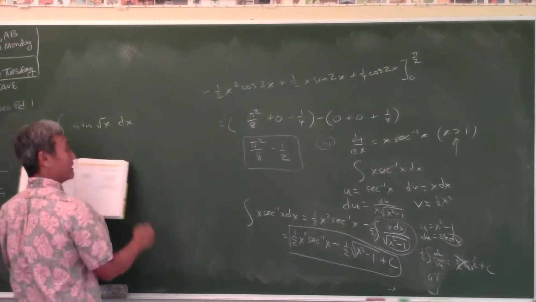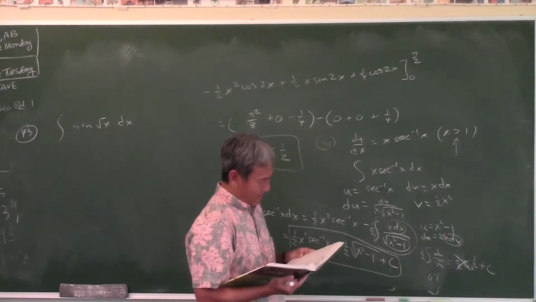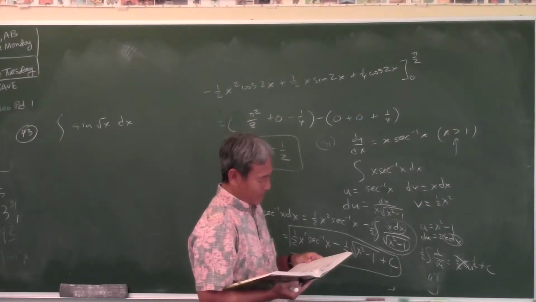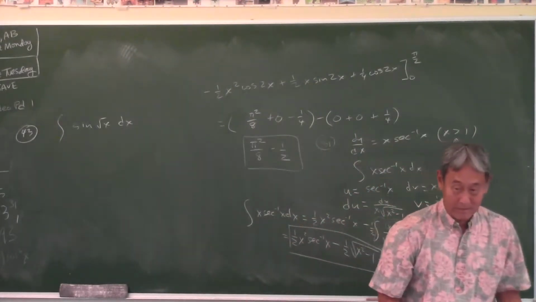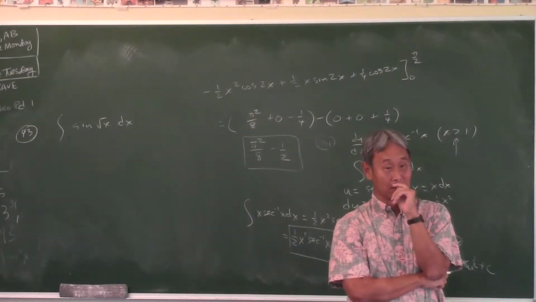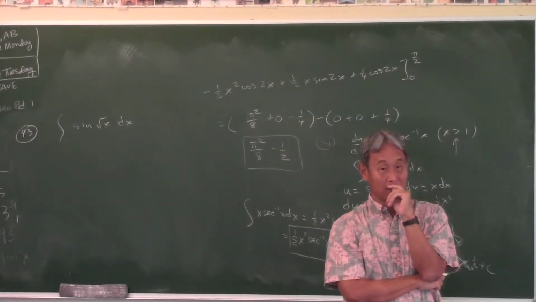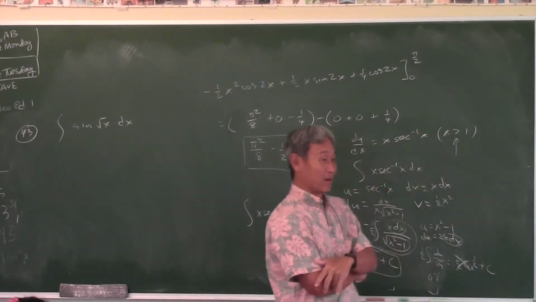Now, didn't they give you a hint in this problem? No. Okay, let me read the directions. In exercises 43 to 46, evaluate the integral by using a substitution prior to integration by parts. So they did give you a hint. What does that mean? So good. That means do a u substitution before you do integration by parts. What?